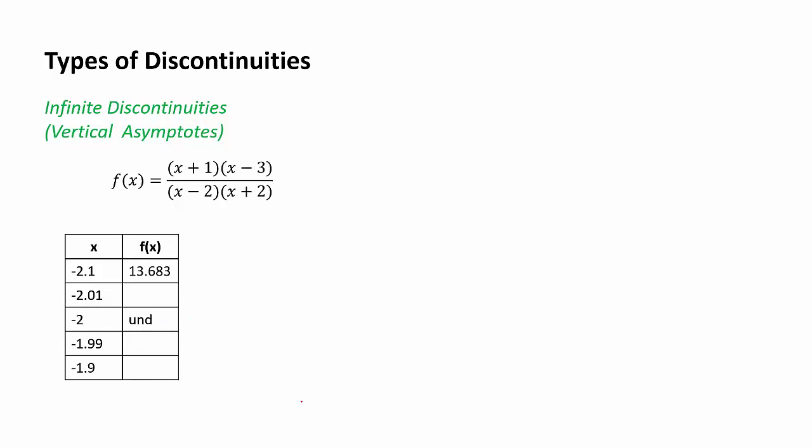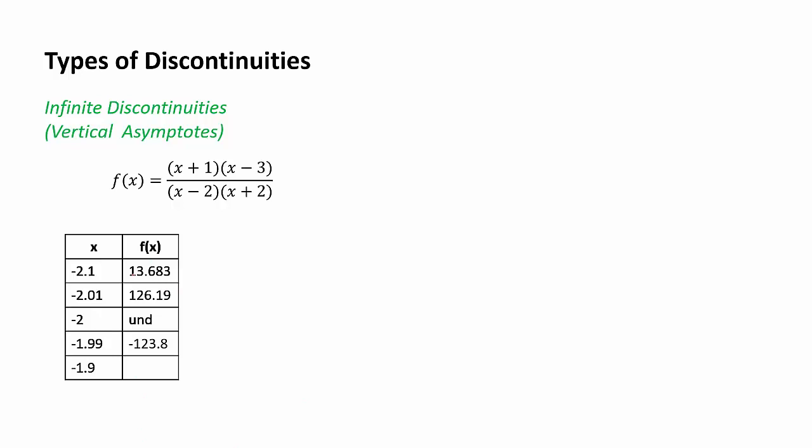At -2.1, the y value is 13. We go a little tiny bit closer to -2, and we have this huge jump, right? We jumped from 13 to 126. Now let's take a look at the right side of -2. At -1.99, this time it's at -123. So look at this big difference.